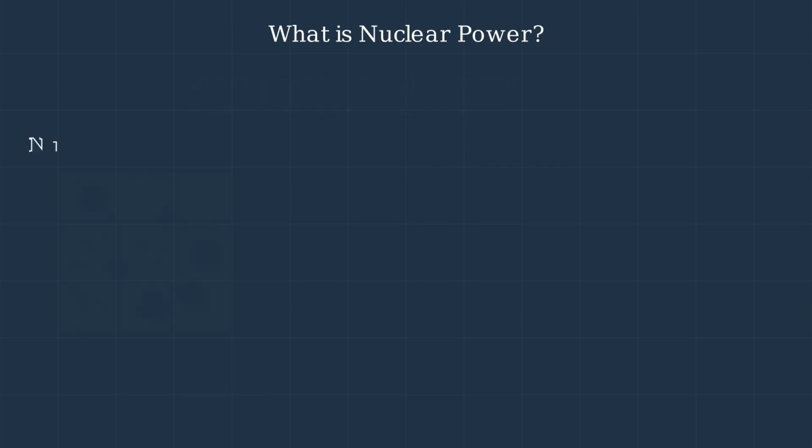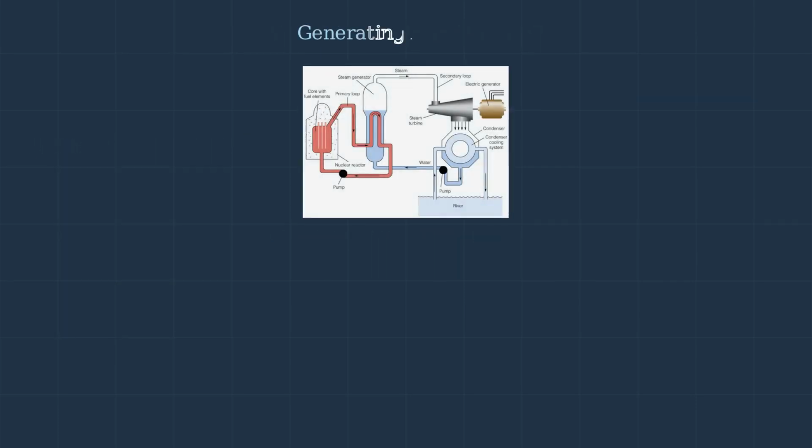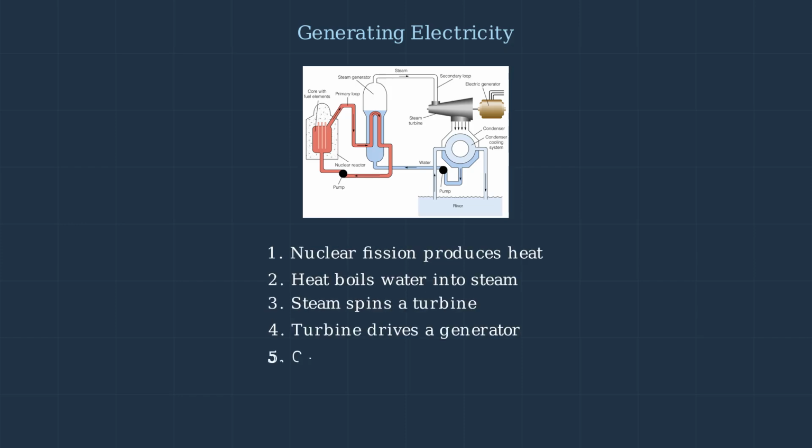In nuclear fission, the nucleus of a heavy atom like uranium is split into two smaller nuclei. This process releases an enormous amount of energy in the form of heat. This heat is used to boil water, creating steam that spins a turbine connected to a generator, producing electricity.